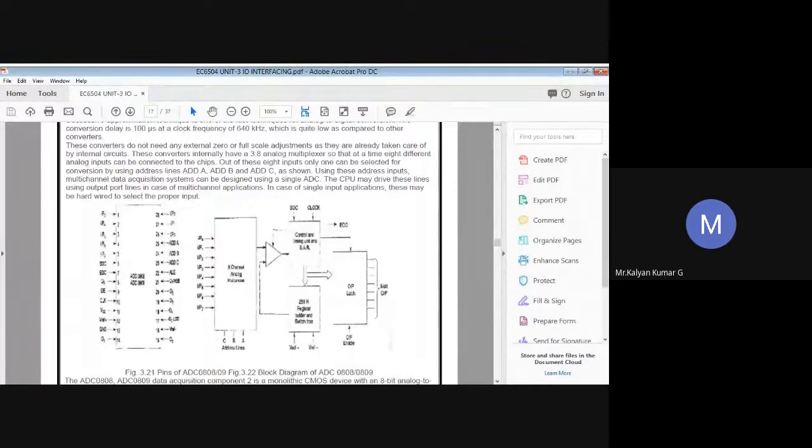Pin numbers 1 to 5, as well as pin numbers 26 to 28, are nothing but IN0 to IN7. These are the 8 single-ended analog inputs to the ADC, so they are input pins. And then we have pin numbers 23, 24, 25 as A, B, C. Any idea what these pins A, B, C could be?